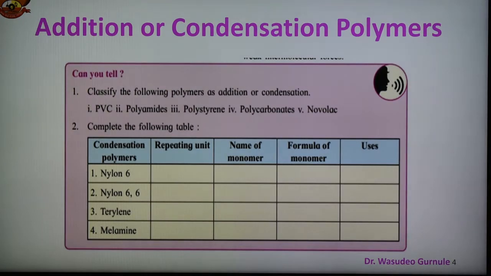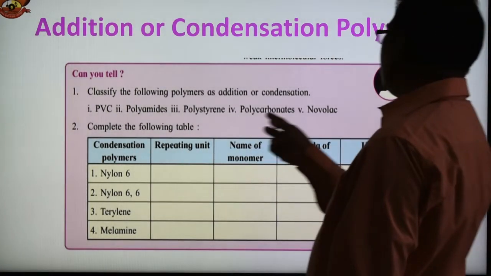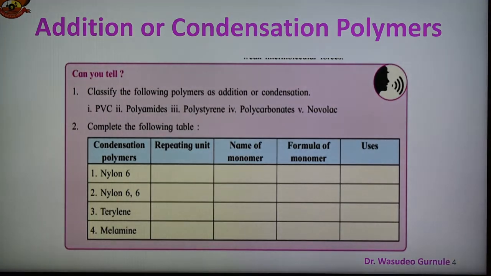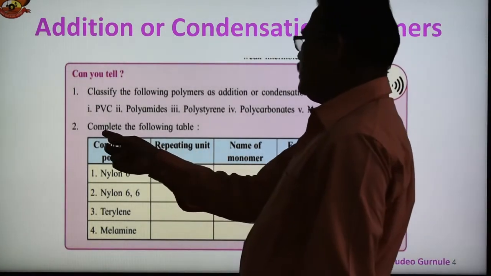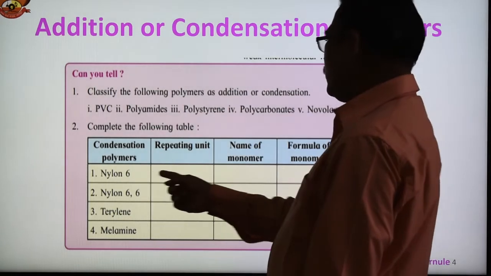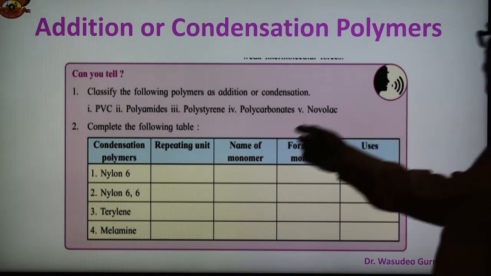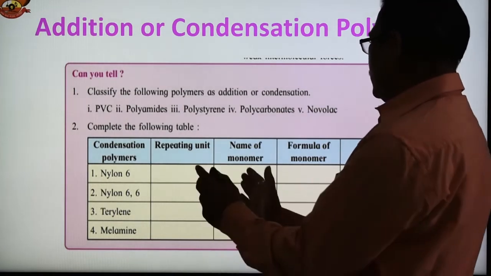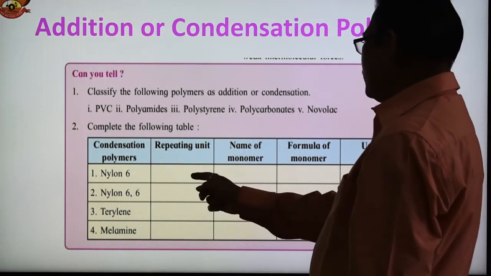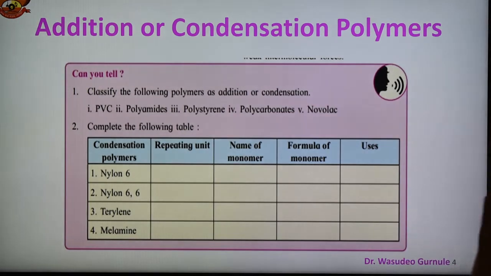So you can classify these examples into addition and condensation. Another example is given here. Complete the following table. Here is nylon 6, and in case of nylon 6, the monomer is caprolactam. As we have seen in the synthesis of nylon 6, the repeating unit comes from caprolactam, and therefore we have to write the repeating unit, the name of the monomer, the formula of the monomer, and the uses of nylon 6.